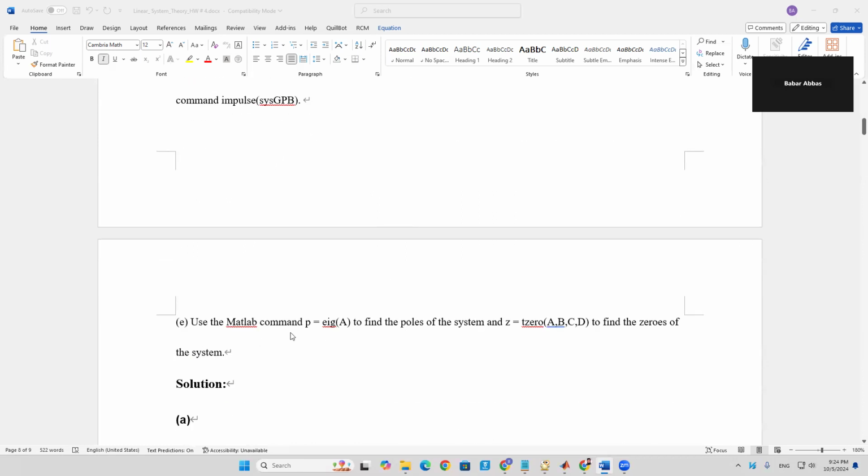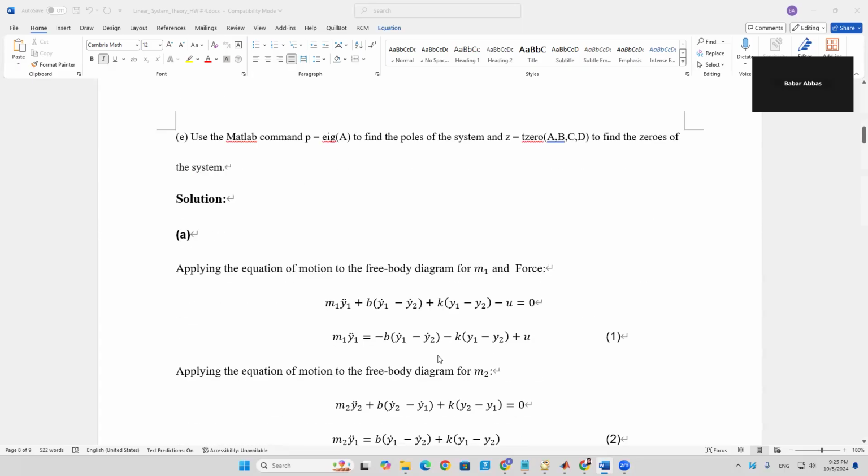Part E says use the MATLAB command P equal to poles of the system matrix, to calculate the poles and the zeros of the state space matrices A, B, C, D. So this is the system in the state space form.